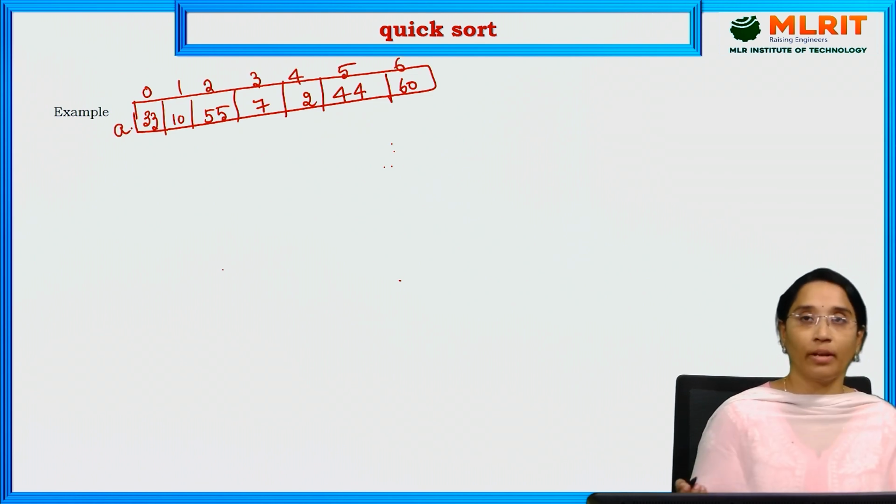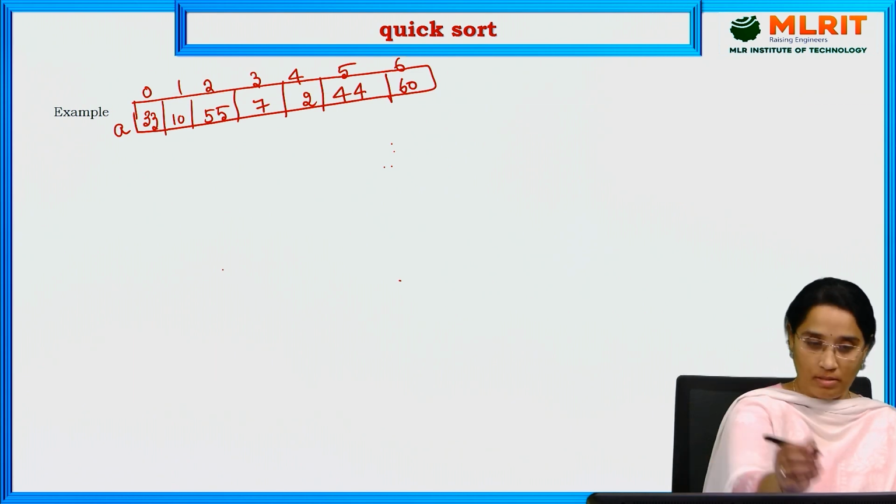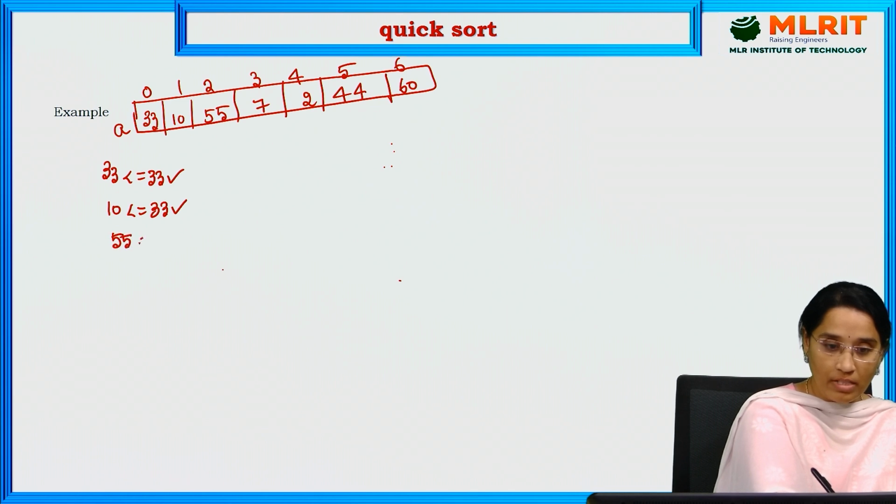This is your array: 33, 10, 55, 7, 2, 44 and 60. So you will start comparing from the first element. 33 less than or equal to 33, condition true. 10 less than or equal to 33, condition true. 55 less than or equal to 33, condition false. At i equals 2.